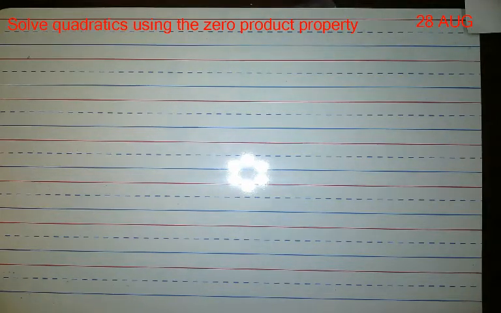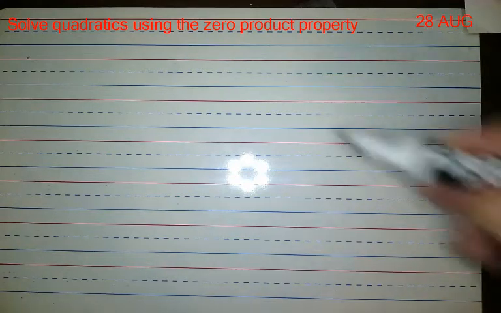Okay, it's Friday, the 28th of August, and we are solving quadratics using the zero product property. So what does that even mean?